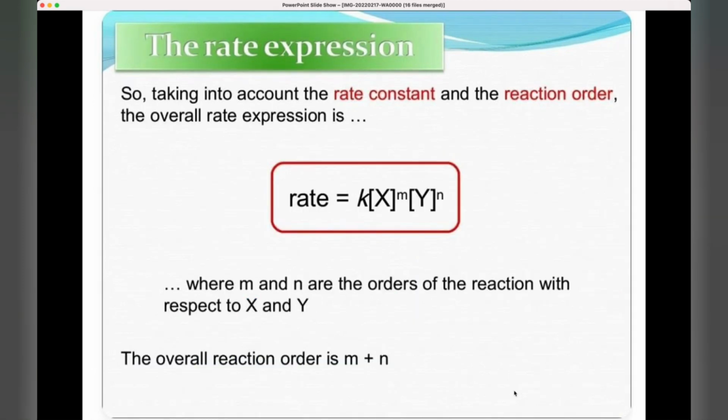Now, taking into account all these things which we saw right now, the rate constant, reaction order and all that, the overall expression can be written like this: rate is equal to the rate constant times the concentration of x to the power m, times the concentration of y to the power n. What are m and n? These are the orders of the reaction with respect to x and y. So what will be the overall reaction order? Just m plus n.